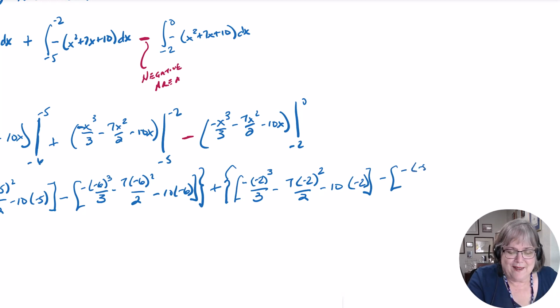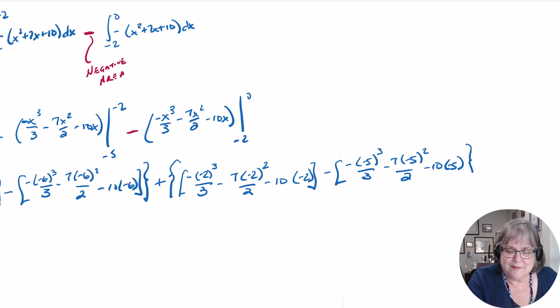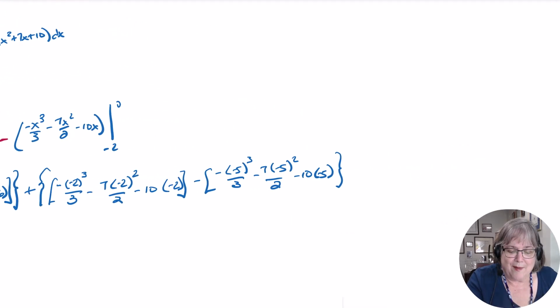Minus a negative 5 cubed over 3 minus 7 times negative 5 squared over 2 minus 10 times negative 5. And I'm going to go back and check all these once I write this down. Minus. All right. Okay, 0. So you have negative, let me put this in here.